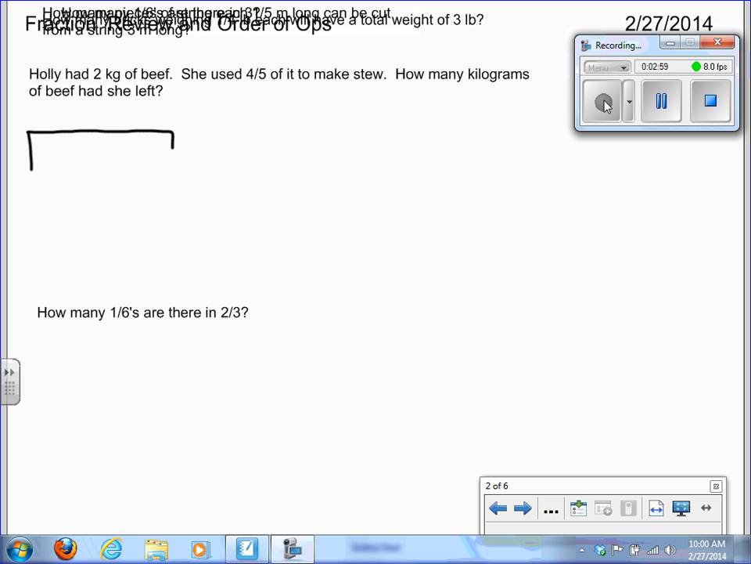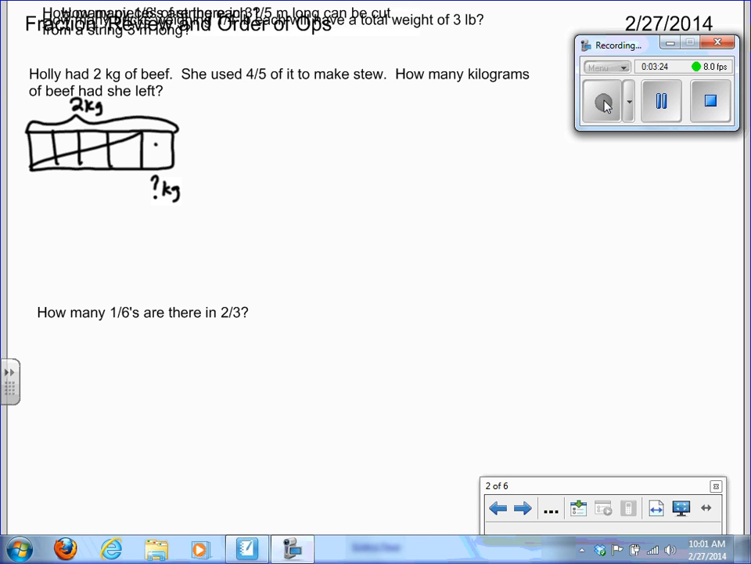Okay, so let's actually model this. Let's say our whole is 2 kilograms, right? How much of all of this is gone? 4 what, Akash? 4/5 is gone. So we're left with 1/5. We want to know how many kilograms this is.